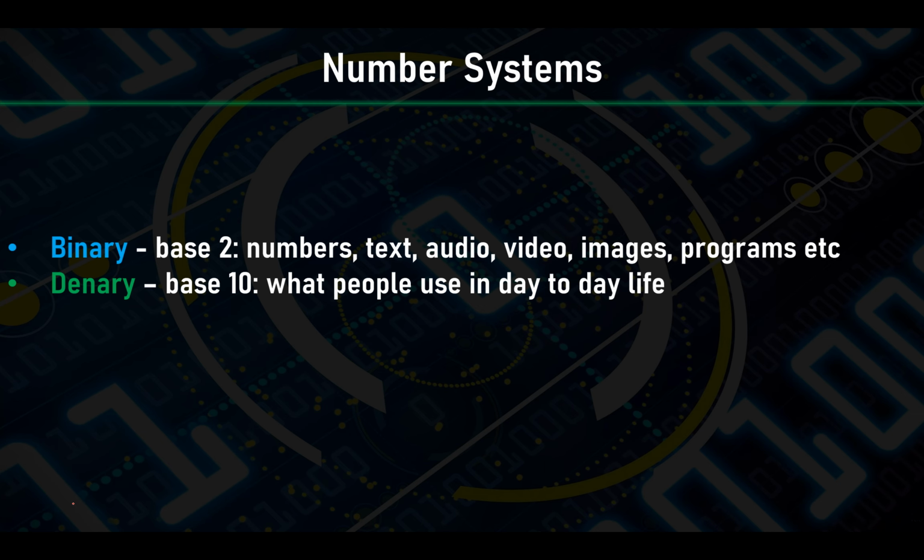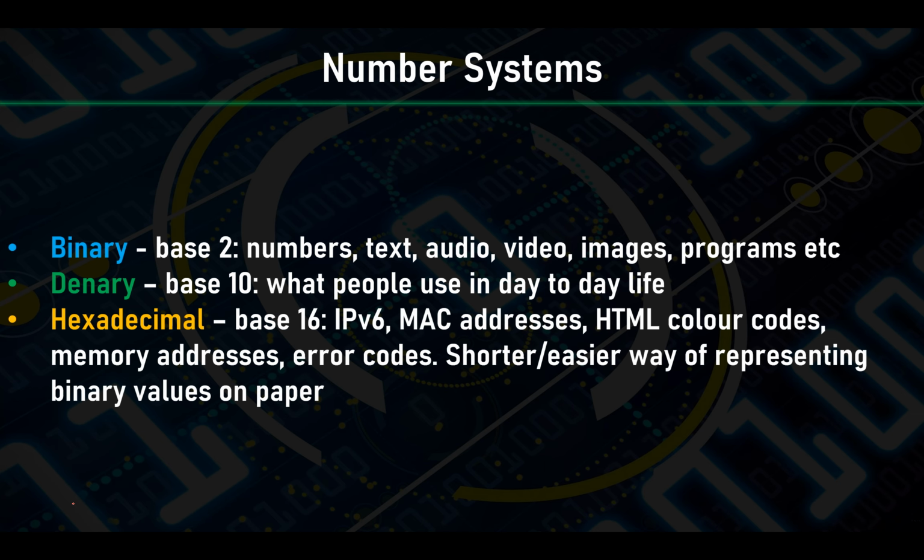Then there's Denary, base 10, and this is just what people use in day-to-day life. When we say base 10, that means there are 10 digits available, of course 0 to 9. Base 2, of course, has 2 digits. Finally, the one you need to know is base 16, or hexadecimal. Of course, that's 16 digits, 0 to F.